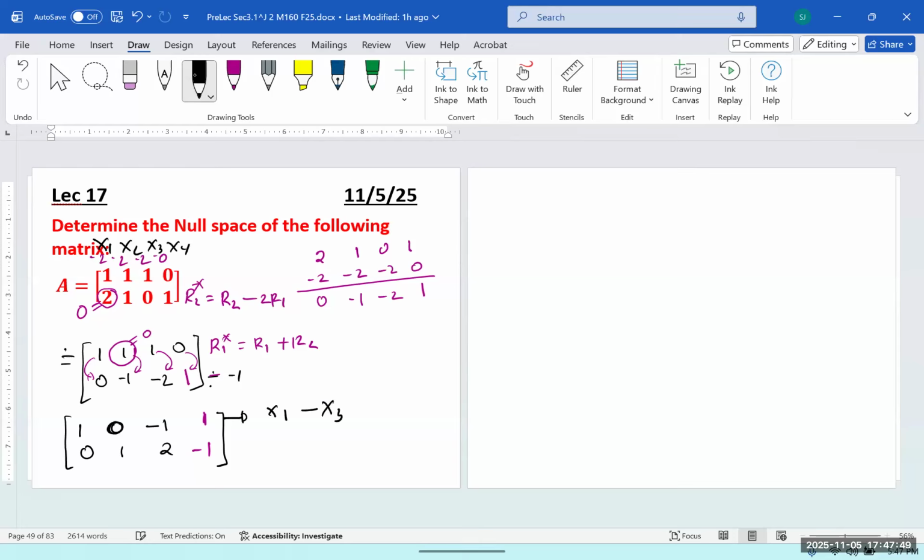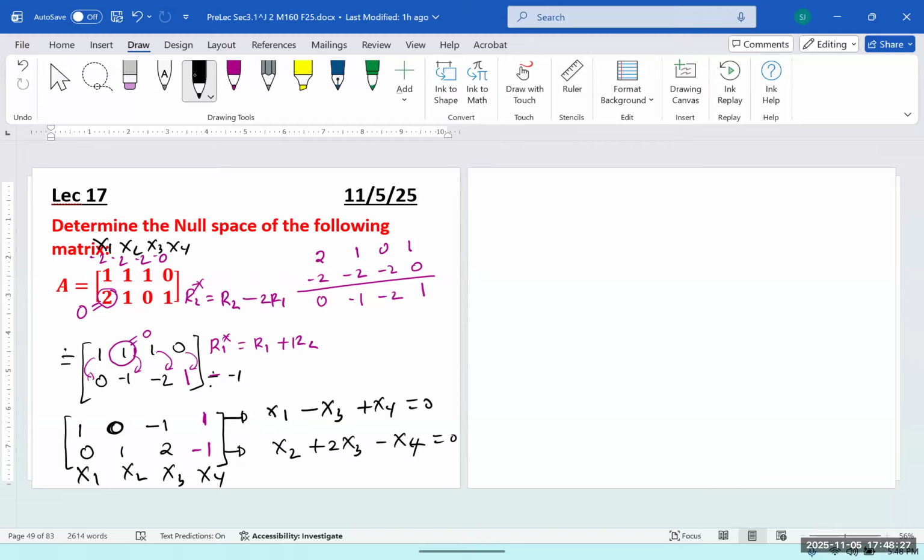x1 minus x3 plus x4 equals 0, right? This is x1, this is x2, this is x3, and this is x4. So x1, 0 x2, then negative 1 x3, positive x4 is 0. The second row is telling us we have x2 plus 2x3 minus x4 is 0. Right? Did I make a mistake anywhere?